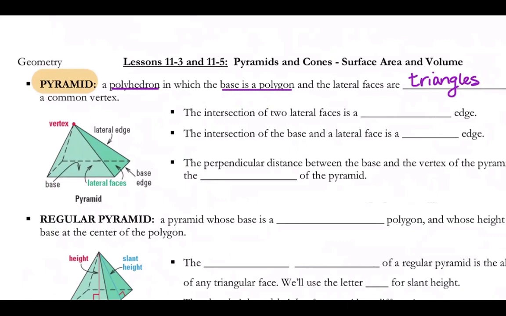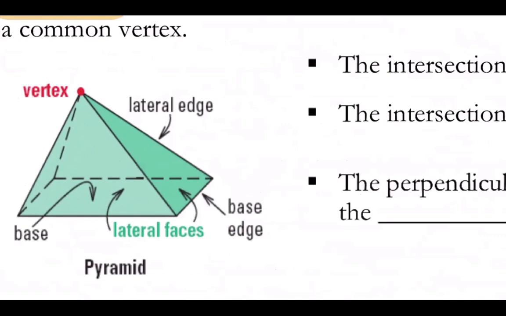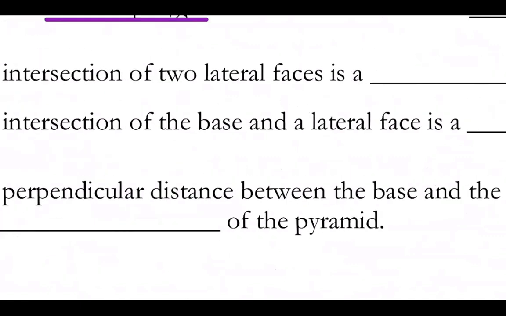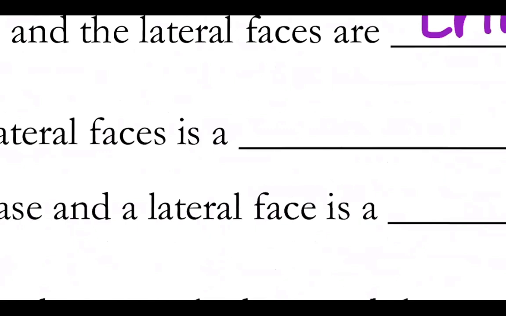Okay, so a few more definitions. The intersection of two lateral faces is what's called a lateral edge. So on this picture, the lateral edge would be one of these segments here, where two of the triangles are intersecting each other. That's a lateral edge.